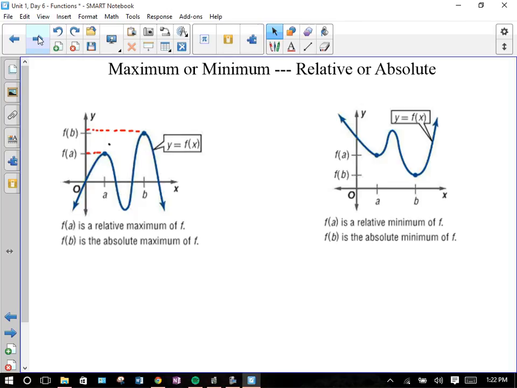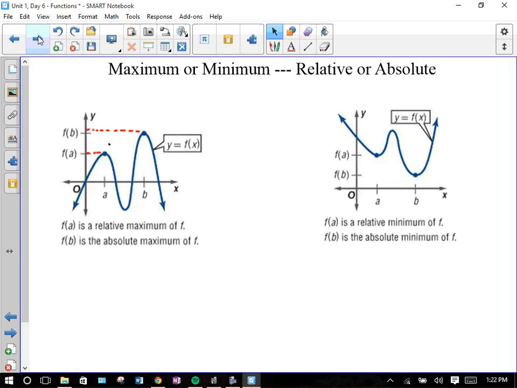Okay? So, there's a question for you guys. It has nothing to do with absolute maximum or relative maximum or minimum. If I were to ask you this question, you tell me the answer. Would this graph represent a function with an even or odd degree? I do think odd.